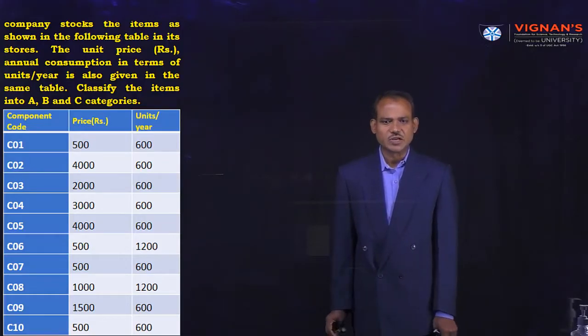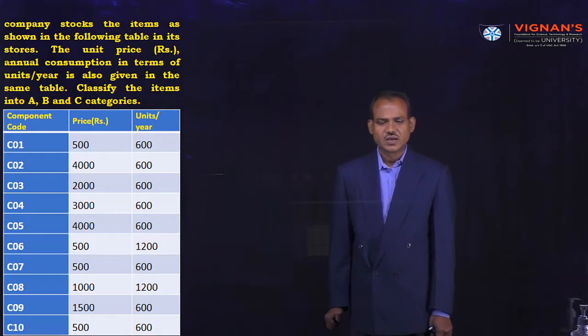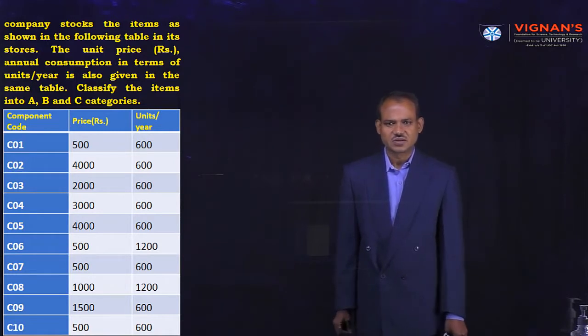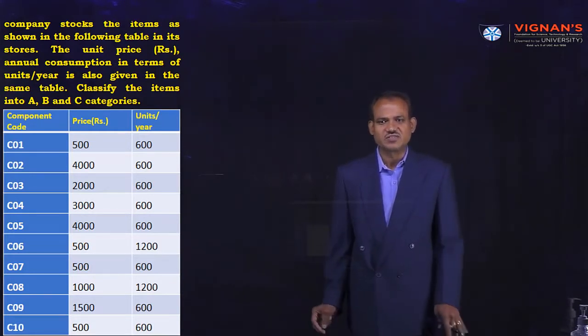This is the problem on ABC analysis. First, go through this problem. A company stocks the items as shown in the following table in its storeroom. The unit price of each item is given, and also annual consumption or requirement represented in number of units per year is also given in the same table.